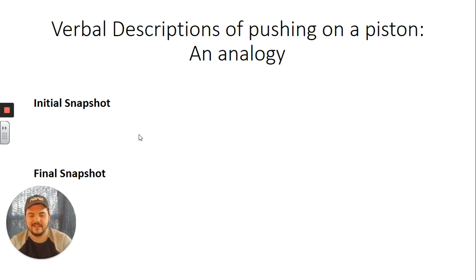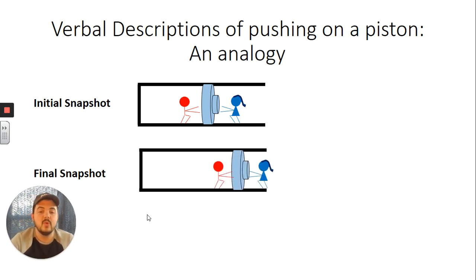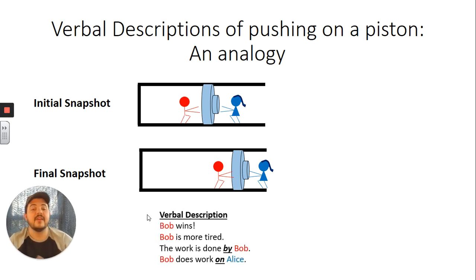So here's the analogy. We've got sort of a grid we're going to set up with an initial and final snapshot, and we'll start looking at some of the words and the language that we use to describe these things, because the language can get a bit tricky. So there's our initial snapshot. We've got a piston, we've got Bob and Alice pushing against that piston. The final snapshot for this first scenario we're going to look at is the case where Bob wins, where Bob pushes harder than Alice. When that happens, here's how we describe it.